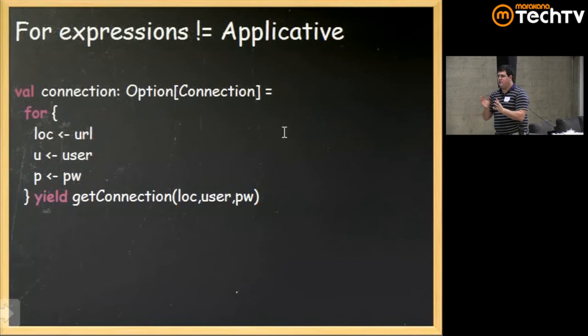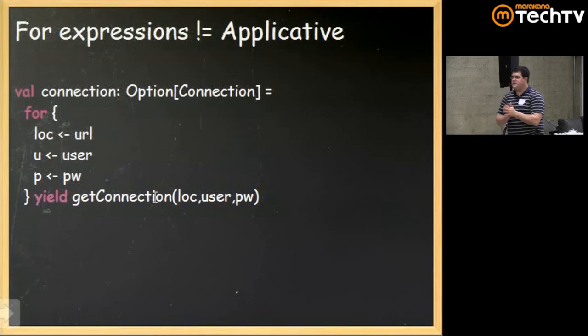So one option, that's kind of a pun, is I can use a for expression, and I can rip the values out of URL, user, and password, right? The for expression will pull each value out, and then I yield a getConnection of those values, and I will have an option of connection. So using for expressions in Scala is a way to pull those values out of the container, right? That's what for expressions are all about.